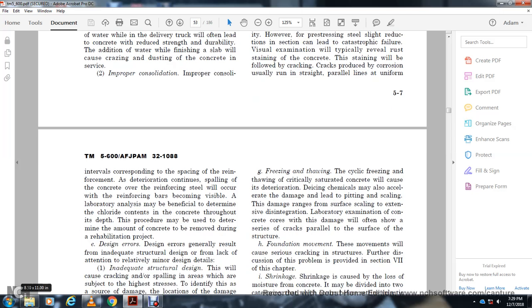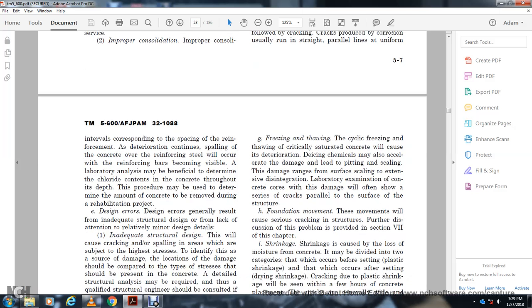Design errors are generally the result of inadequate structural design and from a lack of attention to relatively minor design details. The inadequate structural design.